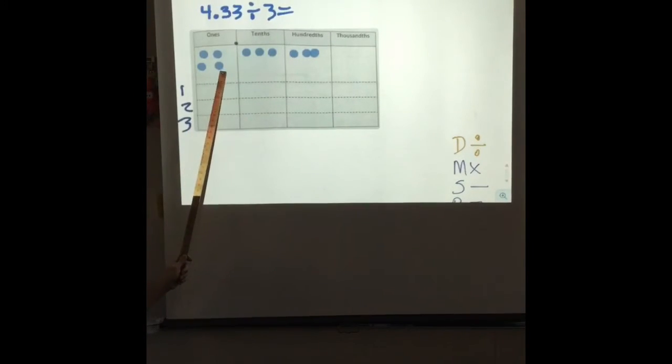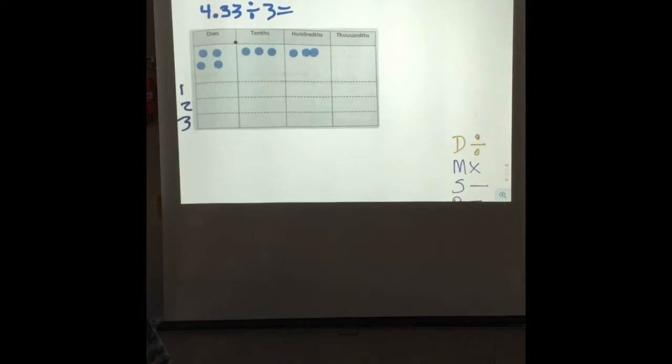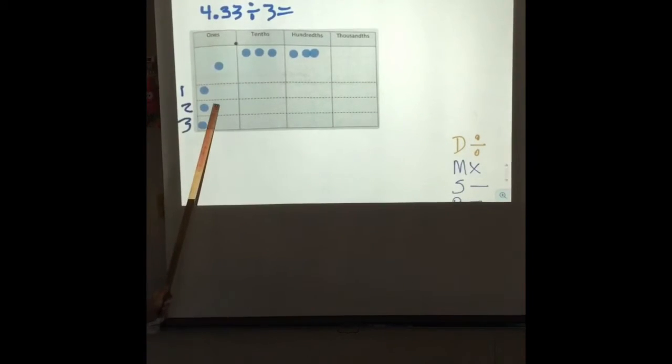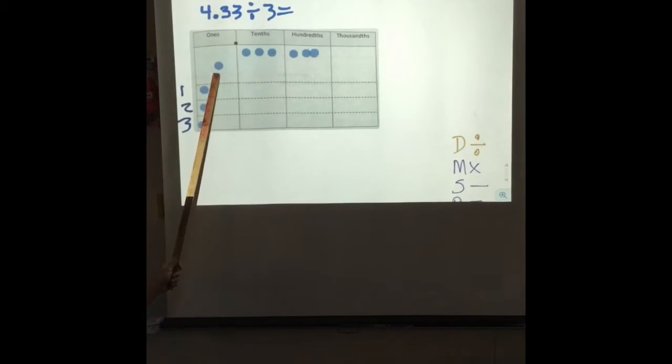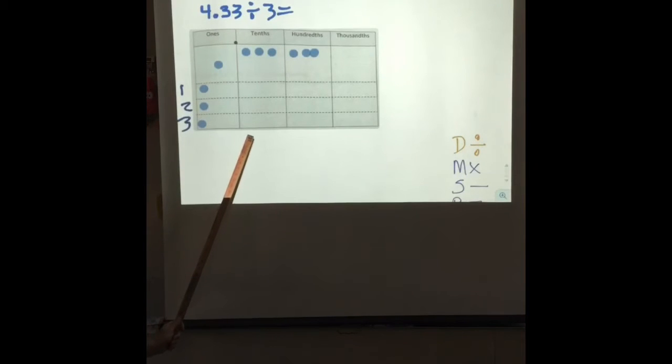I have 4 of them, and I'm going to put them into my groups. So I'm going to erase one, and I'm going to put one here. I'll erase another and put it here. I'll erase the next one, and I'm going to put it there. Now, each group has one thing, right? Can we put this one thing in these 3 groups? No, we can't. So what do we do? Well, we're going to move this guy over here.